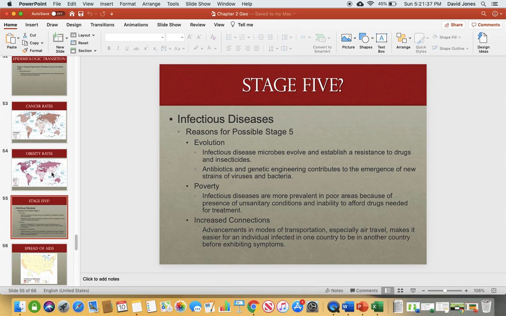everything on here is coronavirus. I mean, everything on here. So you have evolution of disease. So you have infectious diseases that evolve and establish a resistance to drugs. So if you look at some of the, there's been some new studies out there showing there's different forms now of the coronavirus, some potentially more deadly than others. Disease has evolved over time.